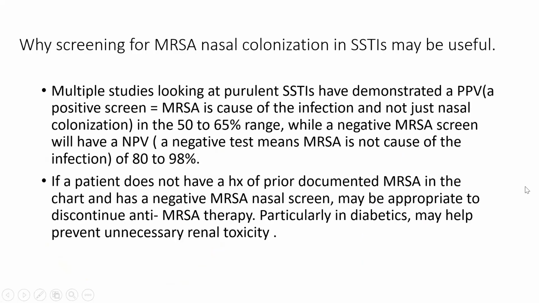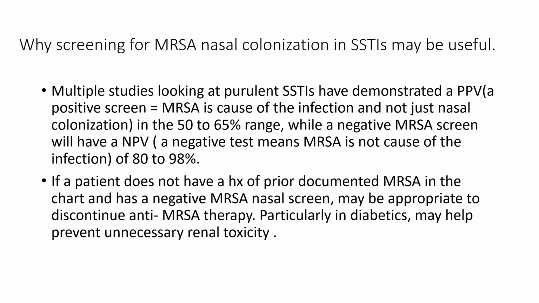And so why might screening for MRSA nasal colonization in skin and soft tissue infections be useful? There have been multiple studies which look at purulent skin infections, patients who have pus, whether it's a cutaneous abscess or a diabetic foot infection. What they have demonstrated is a positive predictive value, which means that if it's positive, it tells you MRSA is present, but it doesn't tell you that it's actually the cause of infection. So you could have a positive predictive value of about 50%. You could have MRSA in your nose, but it doesn't mean that MRSA is actually present in the infection. It may just be colonizing. So that's usually about a 50 to 65% range.